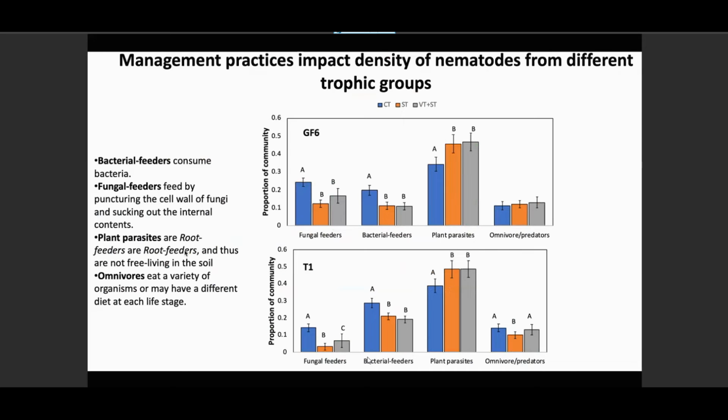In the site T1, we have the omnivores or predators, which are nematodes that have different feeding habits at different stages of their lifetime, and these were lower in our strip till treatment as compared to the other two treatments in the site T1.